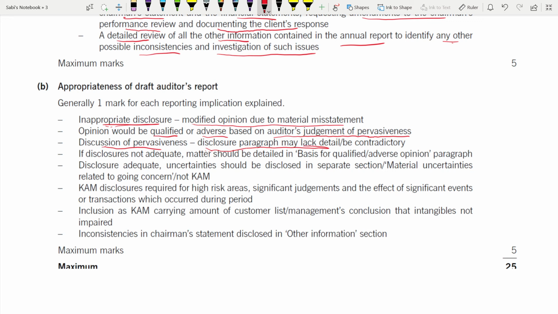If disclosures are not adequate, what should you do? Then the matter should be detailed in the basis for qualified or adverse opinion paragraph. If the disclosure is adequate, then what should you do? Uncertainty should be disclosed in a separate section, such as material uncertainties related to going concern, not KAM. That means key audit matters. It should not be in the key audit matters if the disclosure is adequate. Rather, there should be a separate section relating to material uncertainties.